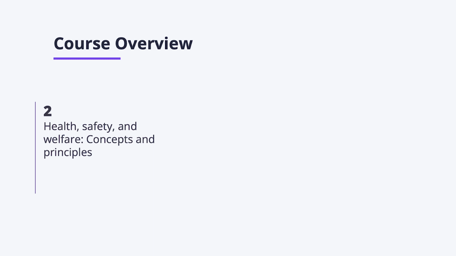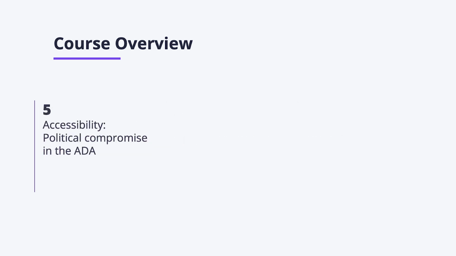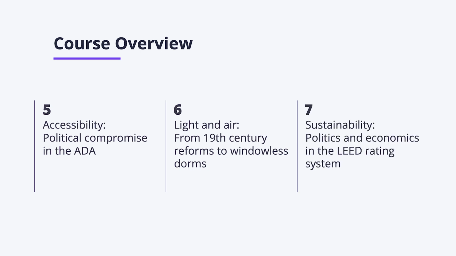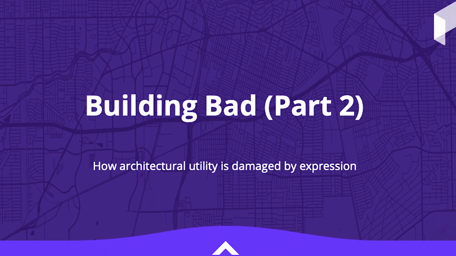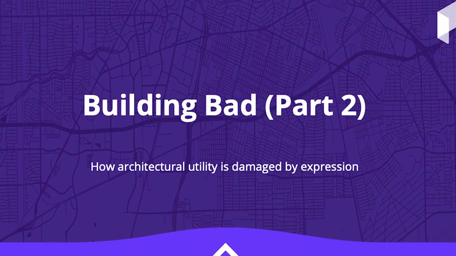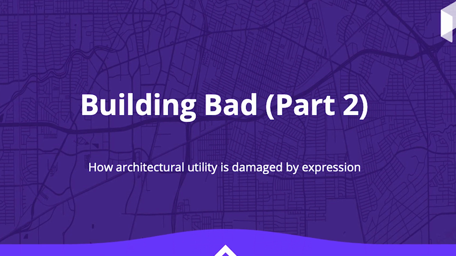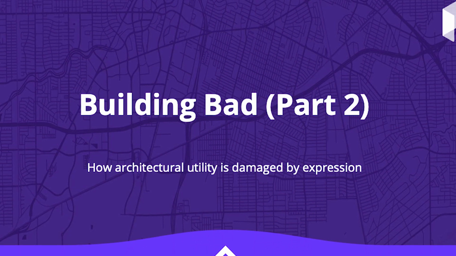Since these concepts directly relate to the utility, to the functionality of architecture, we will then apply those concepts in subsequent chapters to various aspects of architectural functions such as fire safety, structure, accessibility, the provision of light and air, and sustainability. Now, in the second Planetizen course, based on the second part of my book, I show how architectural functionality or utility is not just constrained by politics and economics, but can also be damaged by the competition driving dysfunctional modes of expression. So let's get started.